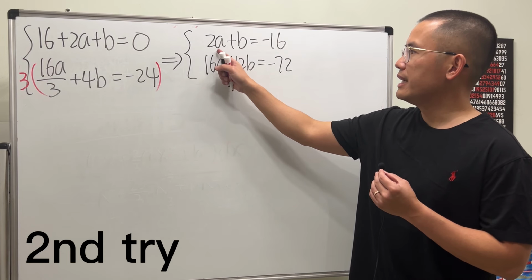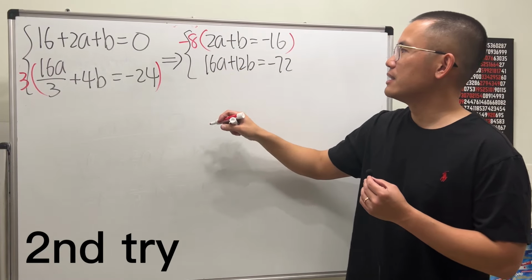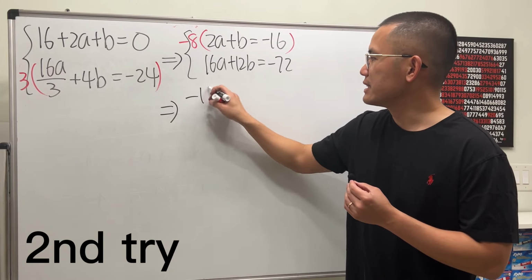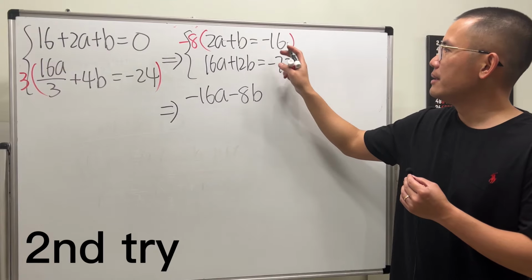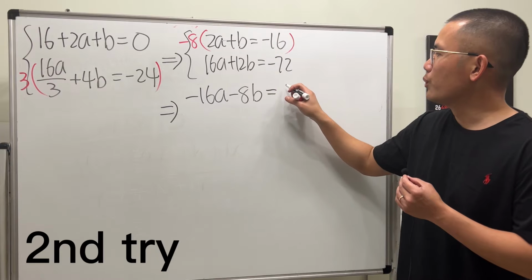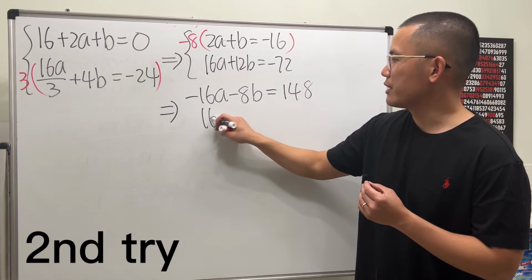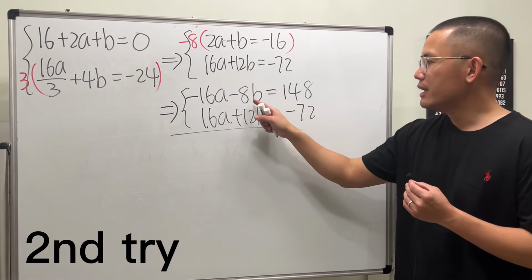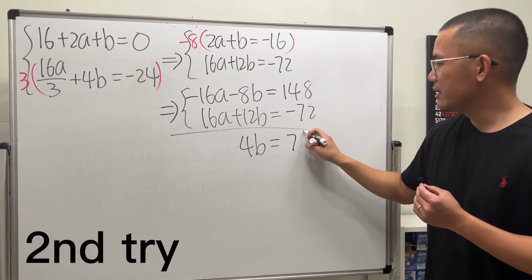I would like to eliminate the a, so I will multiply this equation by negative 8, so that we will get negative 16a minus 8b, and that is equal to positive 148. And then the next equation, I'm just going to write it down again. And then I'm just going to add them up. That way, this and that will cancel. This and that will give us 4b, and that will give us 76.